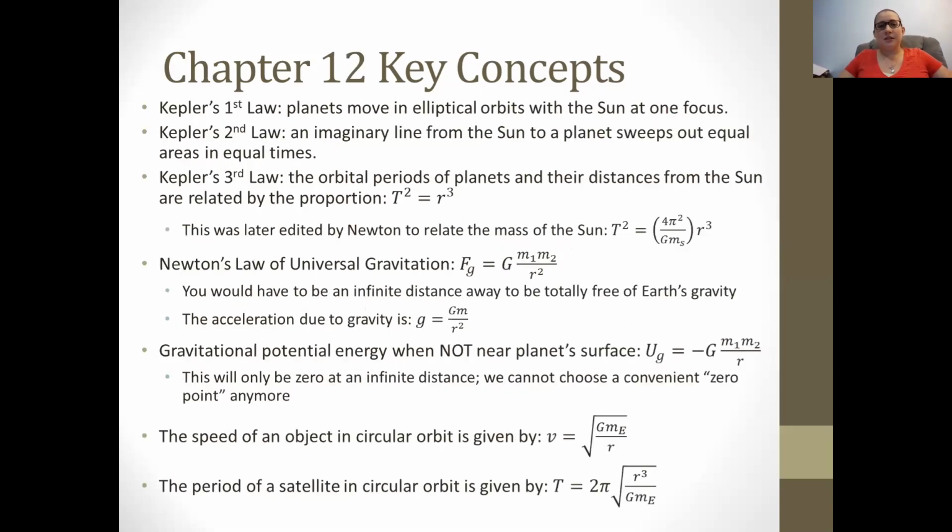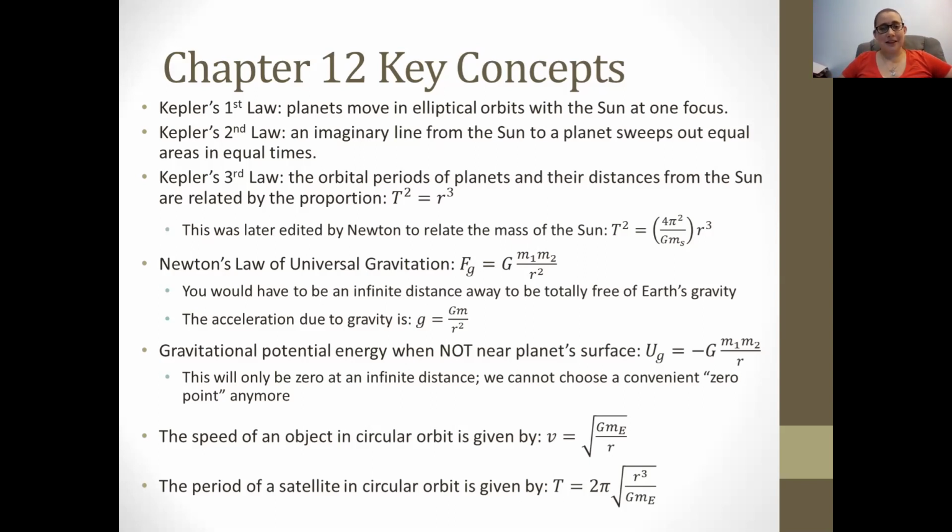And then chapter 12, we talked about gravitation. So Kepler's three laws of planetary motion. His first law: planets move in elliptical orbits, not circular orbits, with the sun at one focus. Remember, an ellipse is kind of like an oval. Now, the planets do have very close to circular orbits for the most part, but they're not perfectly circular orbits. And Pluto is the most elliptical of all of them. Well, all of the planets. Poor Pluto. It was demoted.